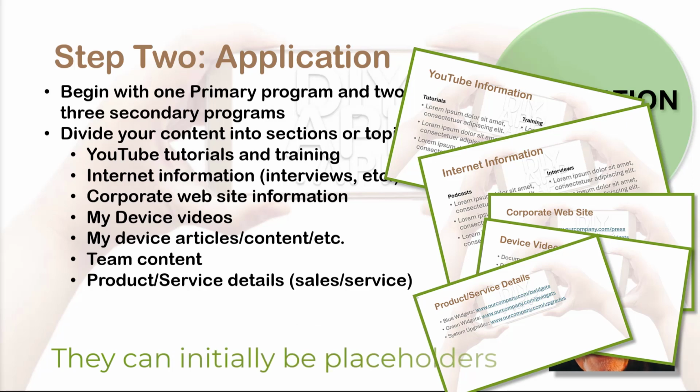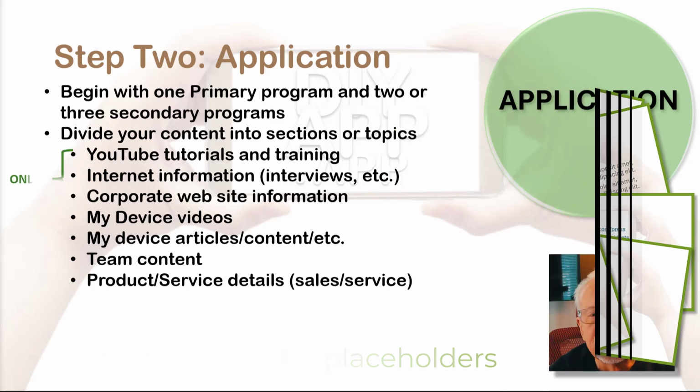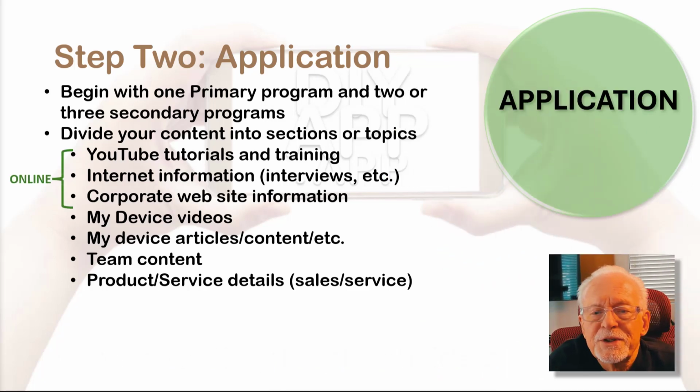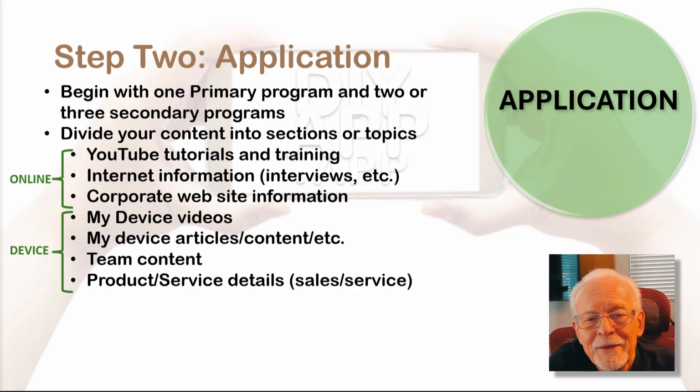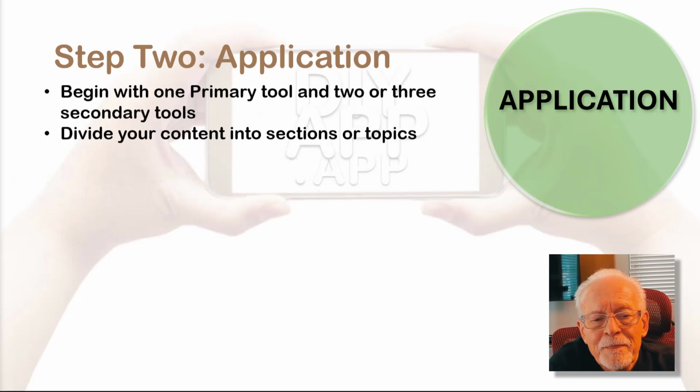When you're initially building the app, all you're doing is putting some basic content in, and later you may add additional sections. I break them into 2 primary categories. One is information that's available online and information that's available on my device. And that way I can quickly navigate to where I believe the information is. It opens up in the app, I click, and there it is.